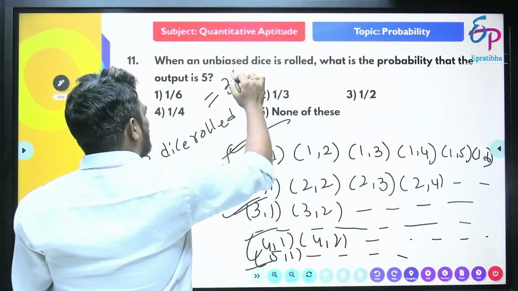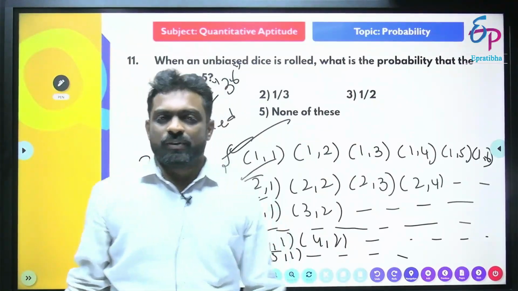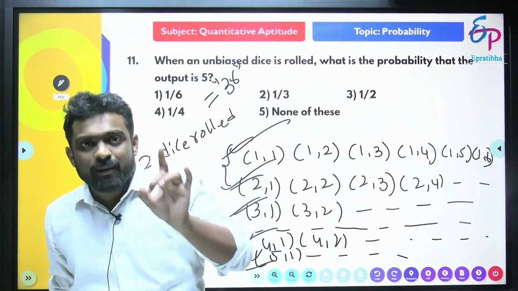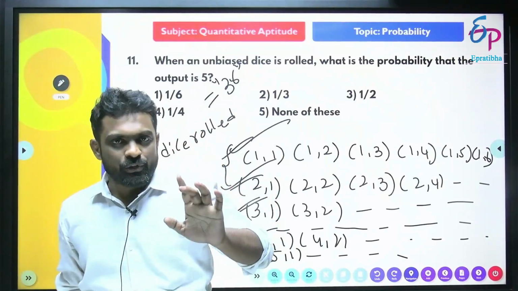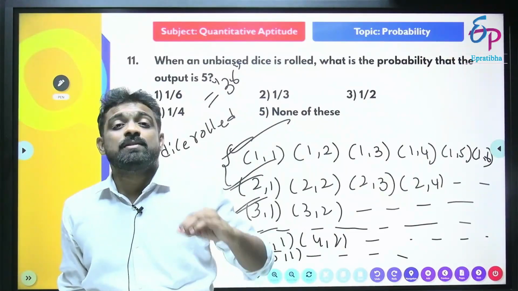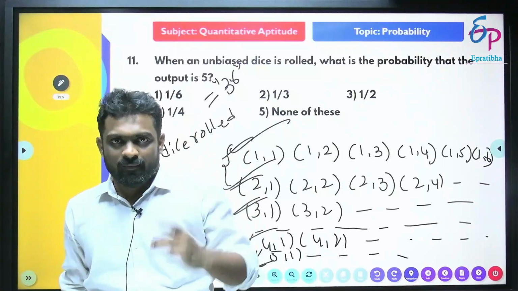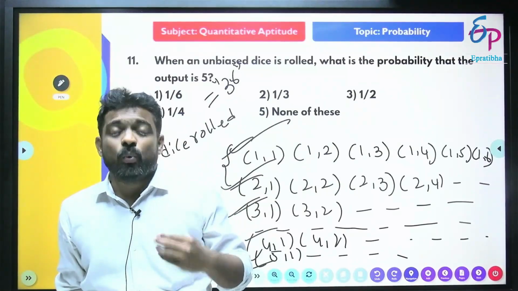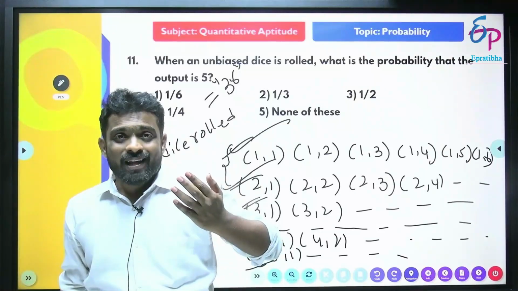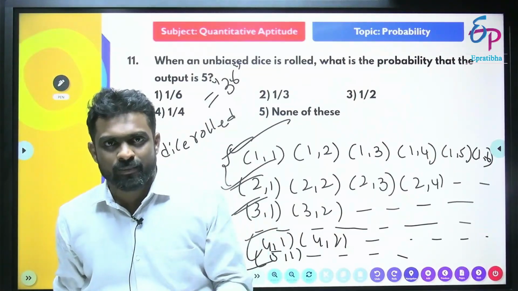Is it possible to write all 36 outcomes each and every time? Not possible. What I would like to convey is: when one die is rolled, total outcomes are 6 to the power of 1. Two dice rolled, 6 square. Three dice rolled, 6 cube. Four dice rolled, 6 to the power of 4.